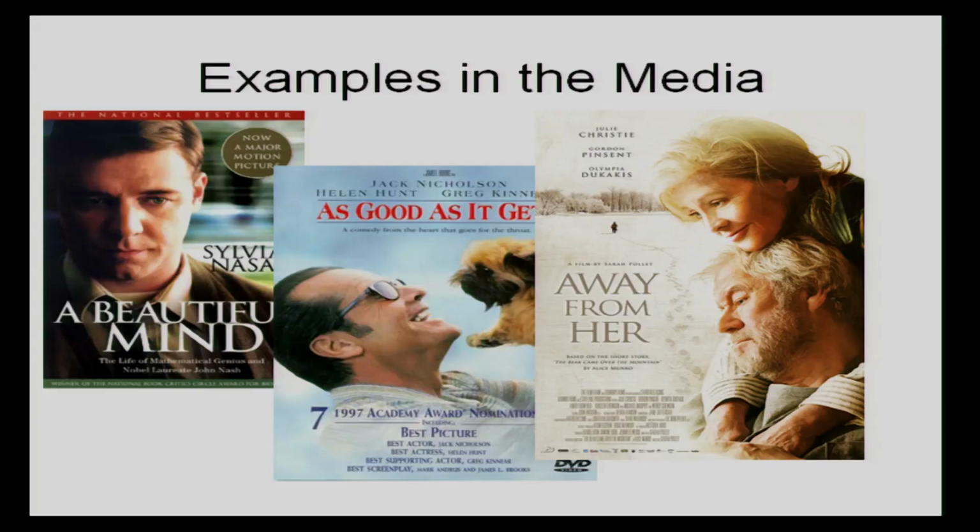Okay, so neuropsychiatric disorders have been a mainstay of movies, and this is part of why your last homework project is the movie report. So we have the story of John Nash, the Nobel Prize-winning mathematician who suffered from paranoid schizophrenia. As Good as It Gets features somebody with obsessive-compulsive disorder. Away from Her is more Alzheimer's disease, Alzheimer's associated with dementia.